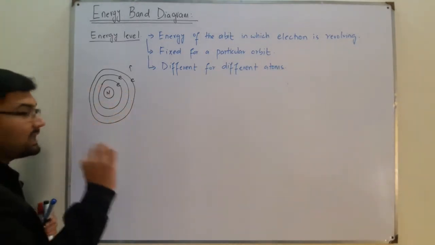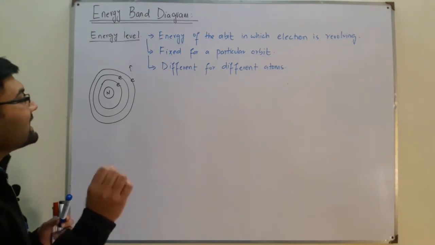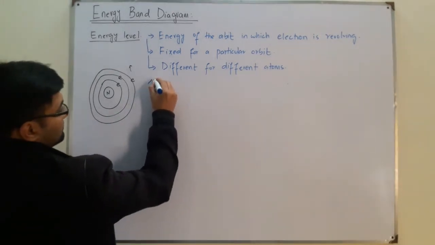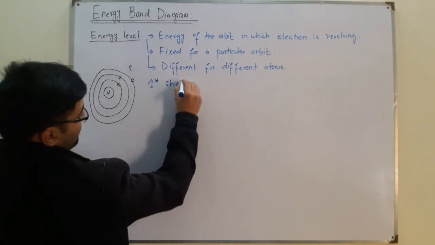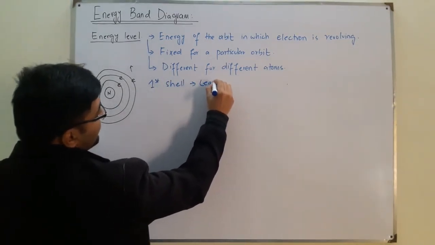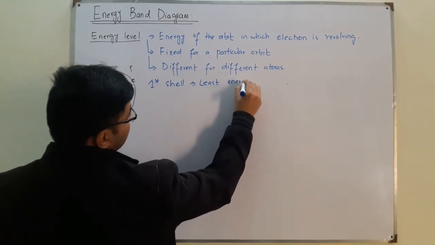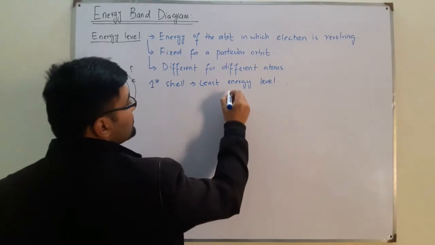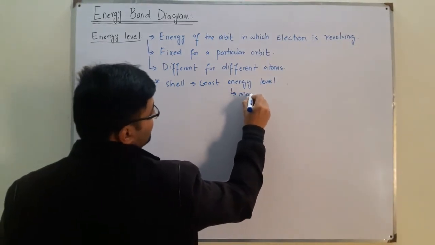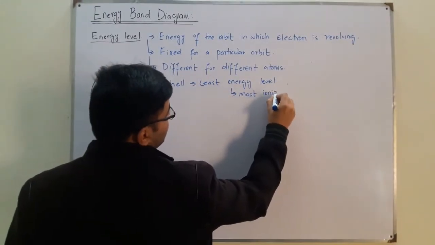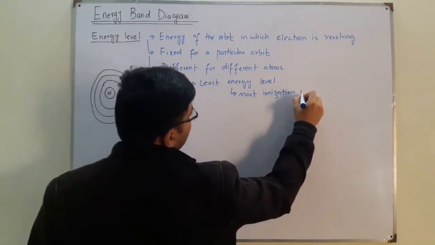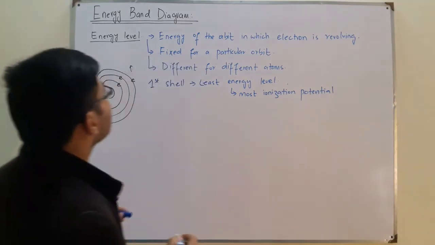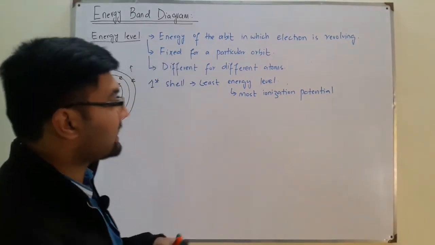The first shell, that has the least energy level, right? The first shell is what? It's at the least energy level. And it has the most ionization potential. Now what is ionization potential? It is the energy required to remove an electron from the atom.